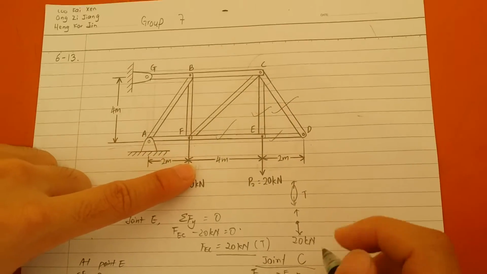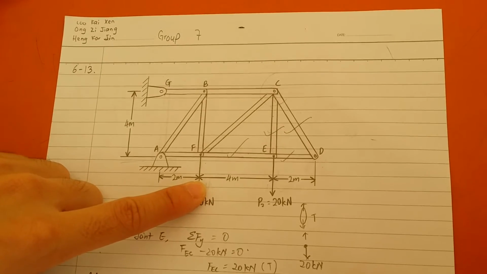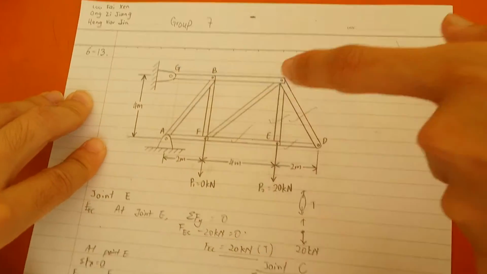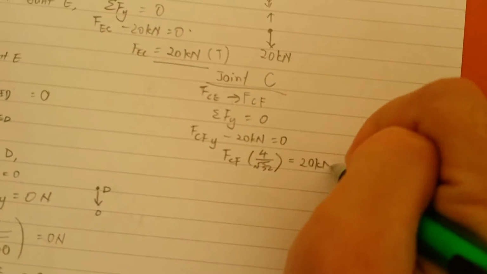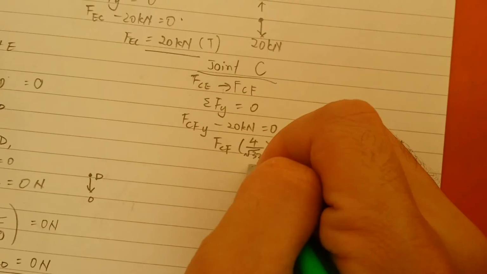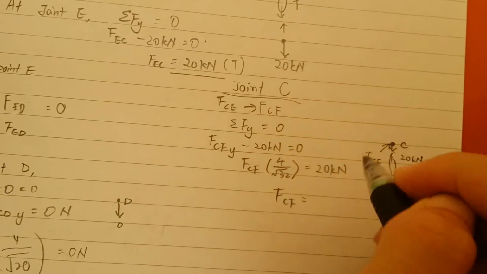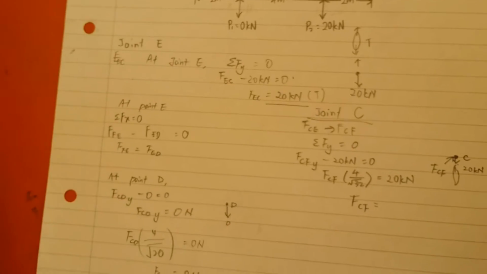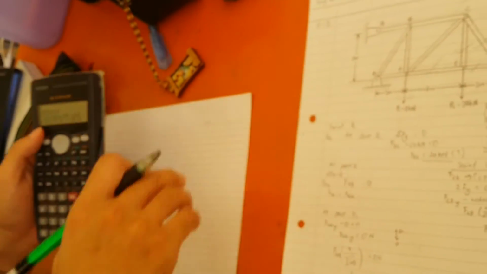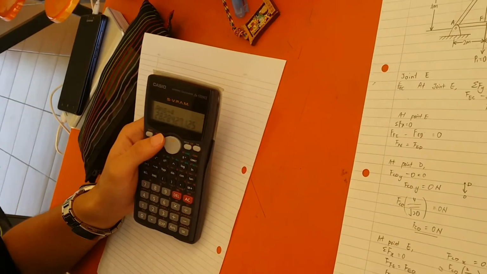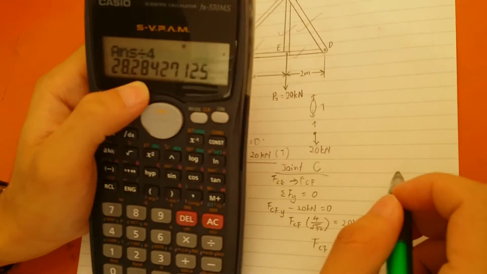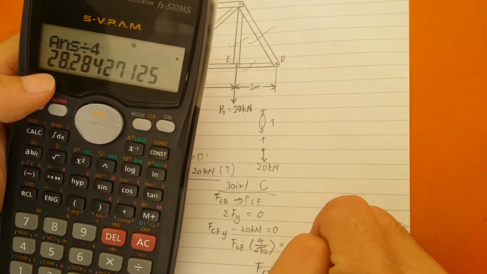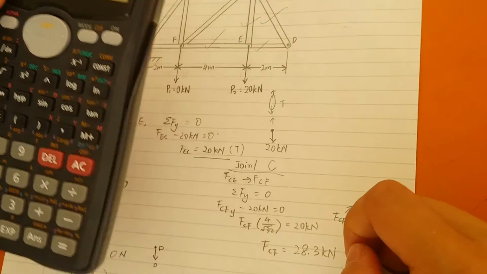square root of 32. This length is square root of 4 squared plus 4 squared, 32. Then this is equal to 20 kilonewton. After we compute this, we can get the answer is 28.3 kilonewton, compression.